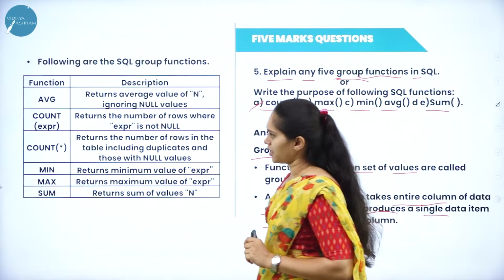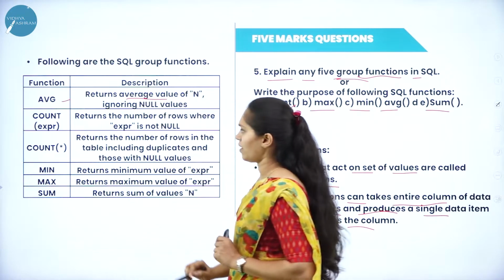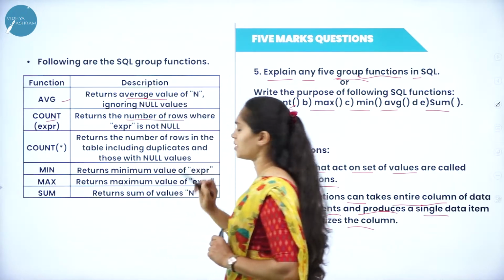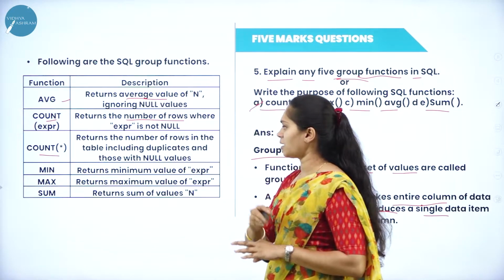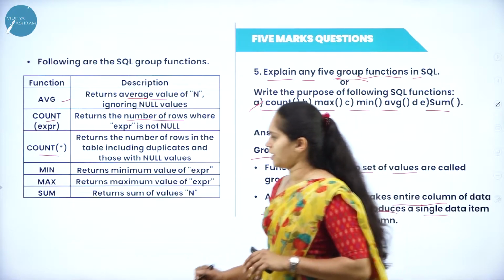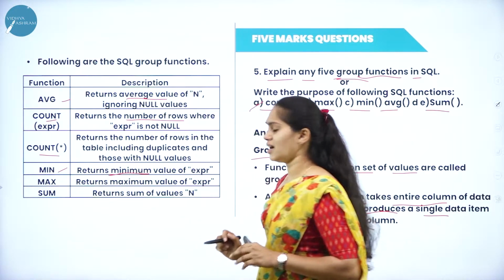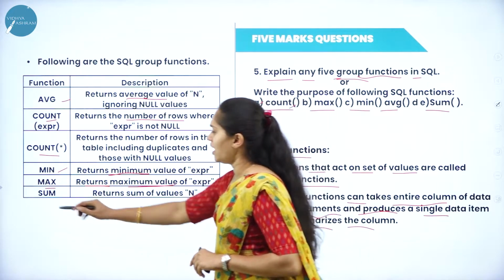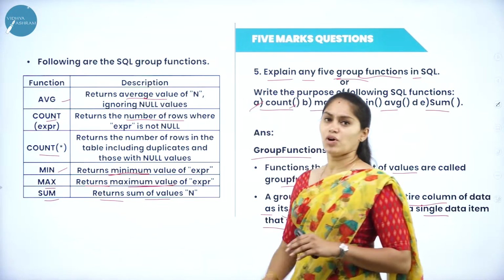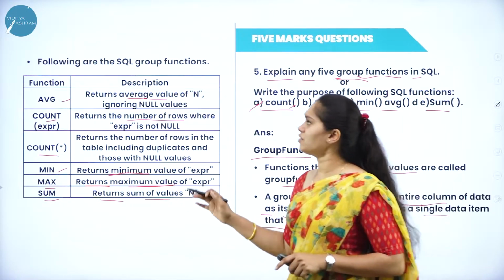That includes average, which returns the average value, and count, which returns the number of rows in a table, and also count star, which returns the complete number of rows. We also have minimum, which returns the minimum value, max, which returns the maximum value, and sum, which returns the sum of all the values. So this is how you are supposed to write.